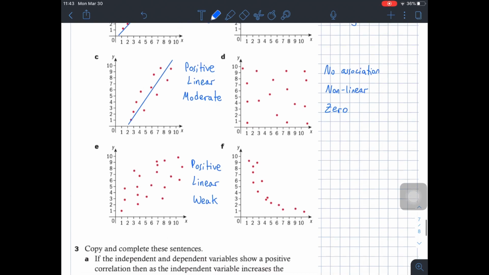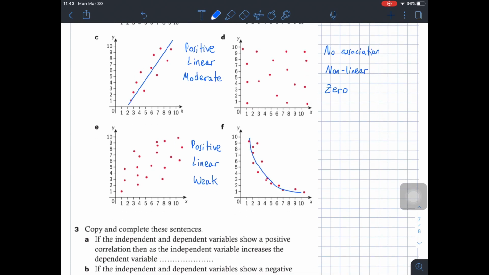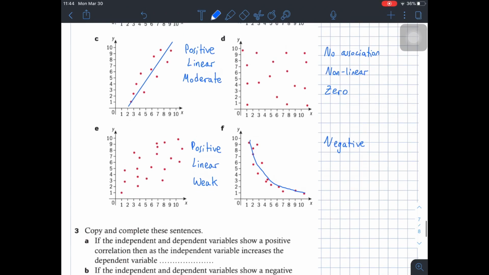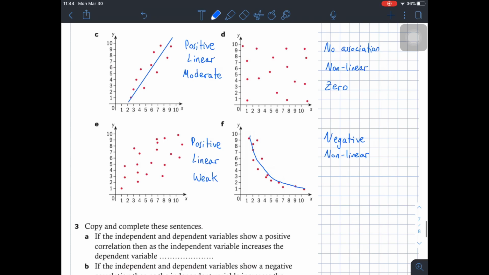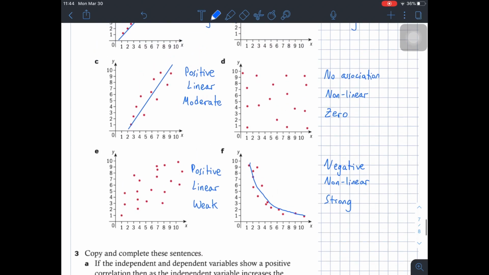Finally, for part F, this is a negative correlation, right? Points are going down, negative. In this case, it's non-linear because there's a clear curve that can be traced here to model the points. So this is non-linear. And we could say this is strong, right? If we model using that curve, there's not too much spread between the points. So this is strong. So this would be a strong negative non-linear correlation. That'll be the complete sentence for this.